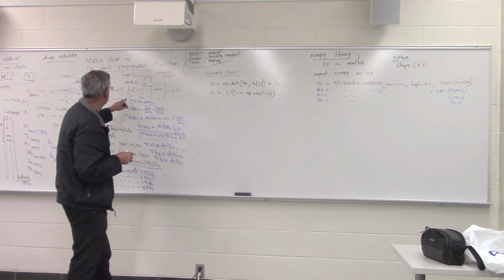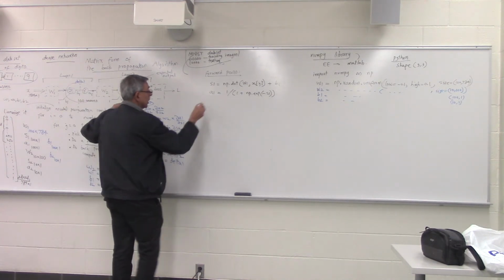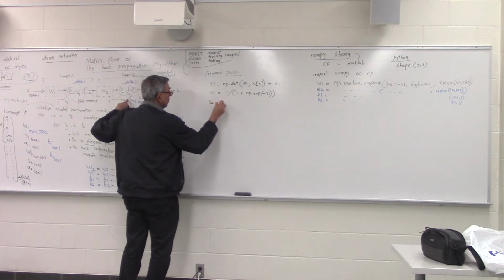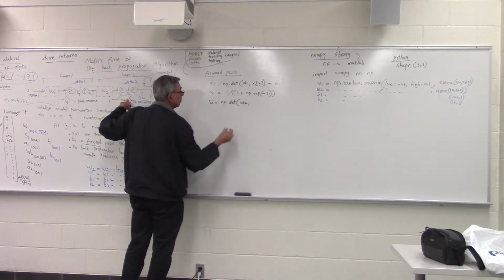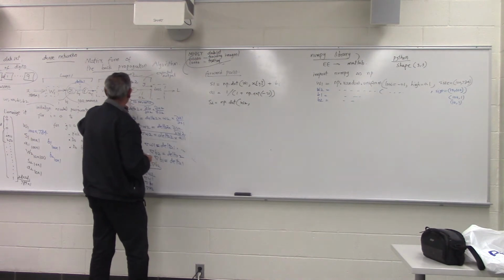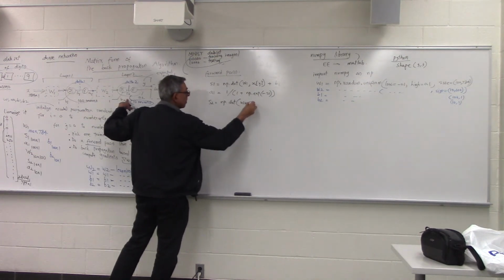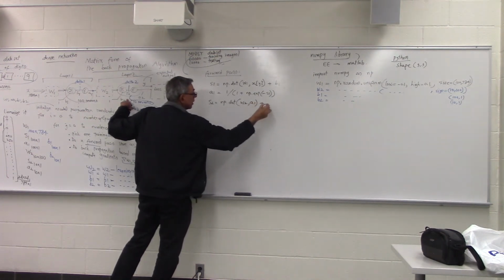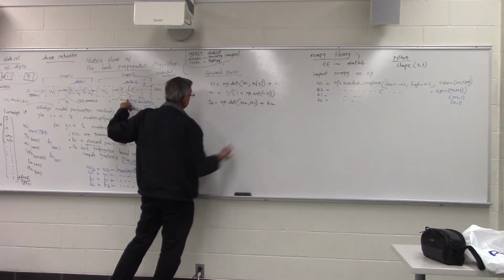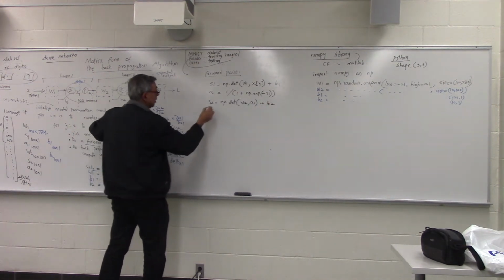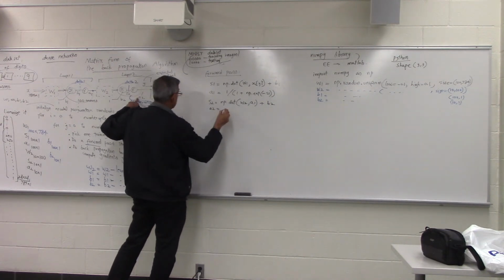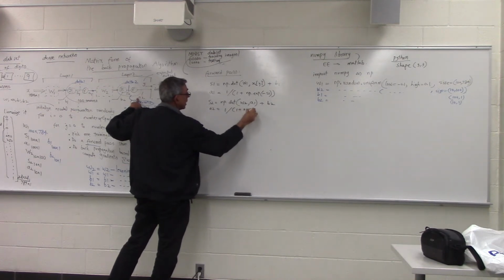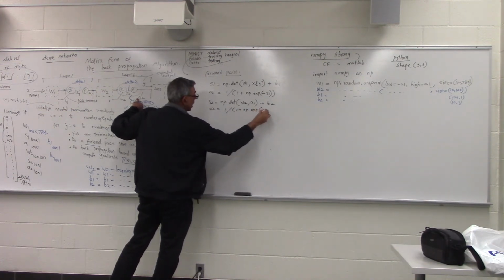Now let's go to S2. S2 will become np.dot of W2 comma A1, plus 1 times B2, I mean this B2. Now let's go to A2. A2 will become 1 over 1 plus np.exp of minus S2.